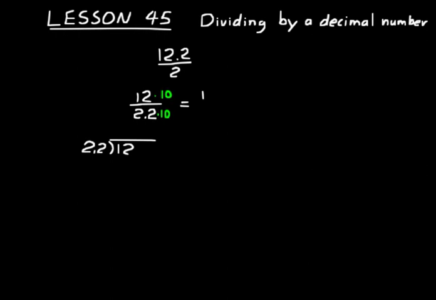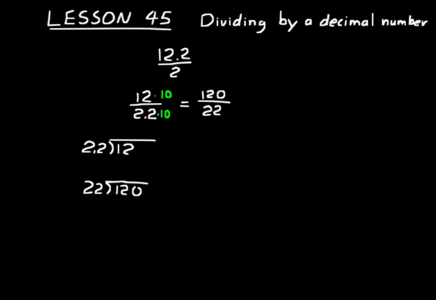12 times 10 is 120. 2.2 times 10 is going to be 22. Now you have 120 divided by 22. You have a whole number in your denominator. Or in other words, your divisor is a whole number. So you can just say 22 into 120. Now you're used to working with numbers like that.